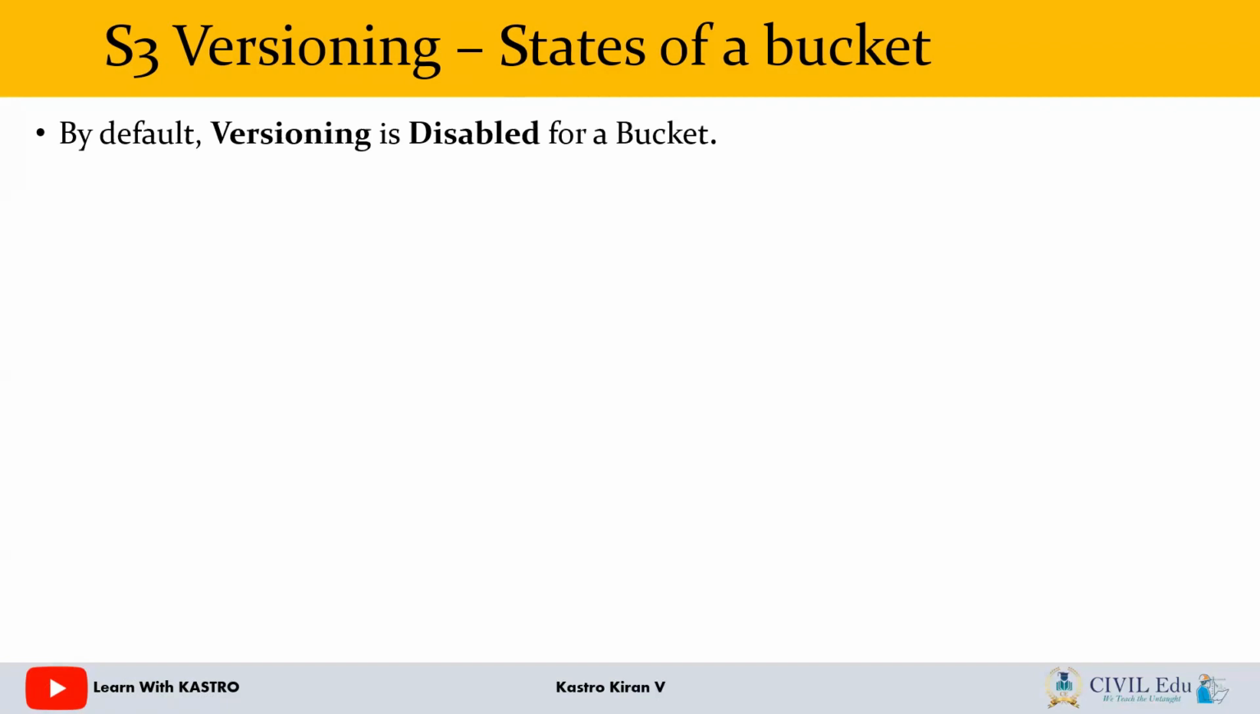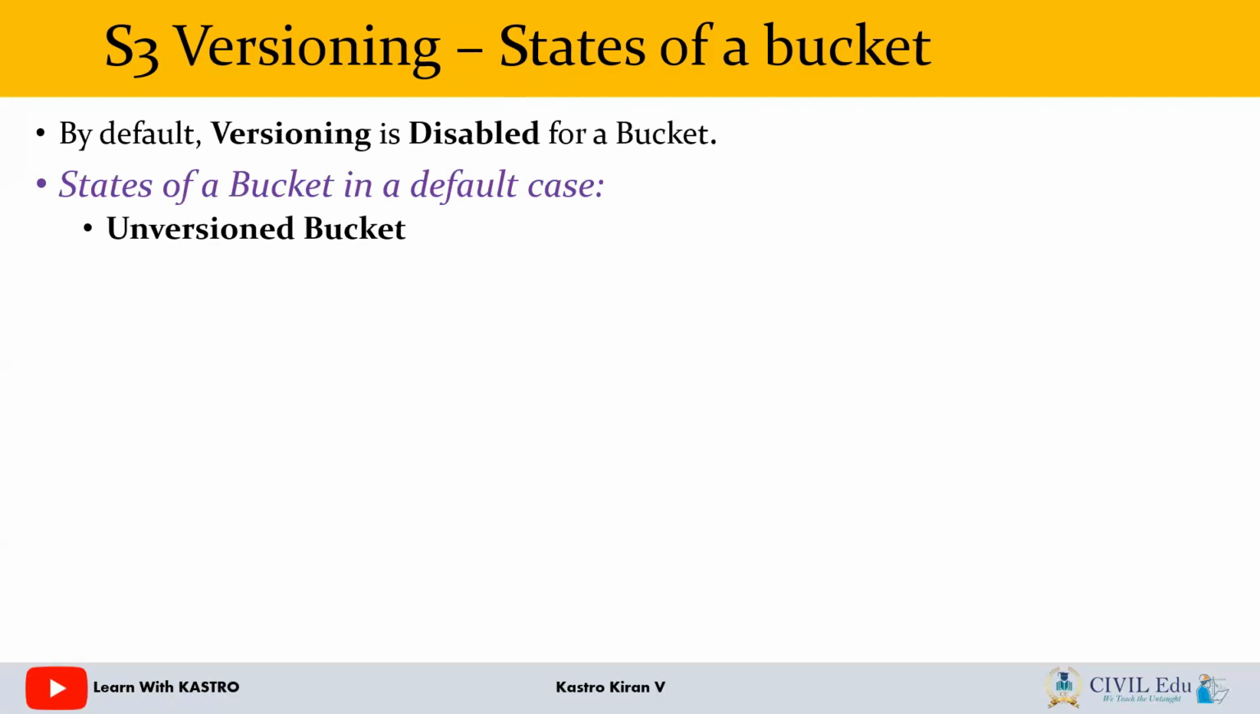But here, let us understand the different states that are available for an S3 bucket. In general, there are three different states for an S3 bucket. The first state is called the unversioned bucket.